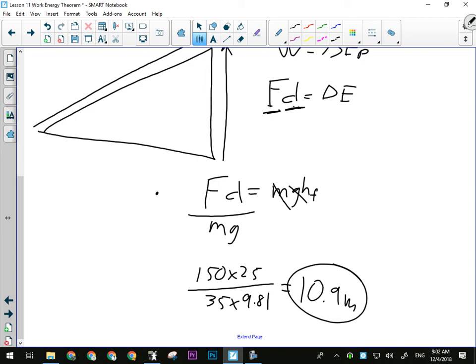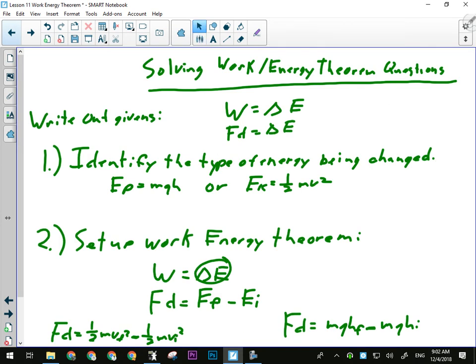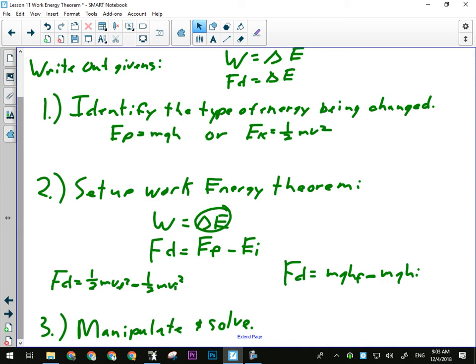Okay, so like I said, there's basically a given set of steps for all these work energy theorem questions. So I want you to write those steps out. If we're solving a work energy theorem question, we are dealing with work changing mechanical energy, either kinetic or potential. That's force times distance is a change in mechanical energy. Write out your givens, identify the type of energy being changed. Is it potential or kinetic? Second step, set up the work energy theorem, which I've done in basically every question we've done. Set work equal to the change in energy, and then manipulate and solve.